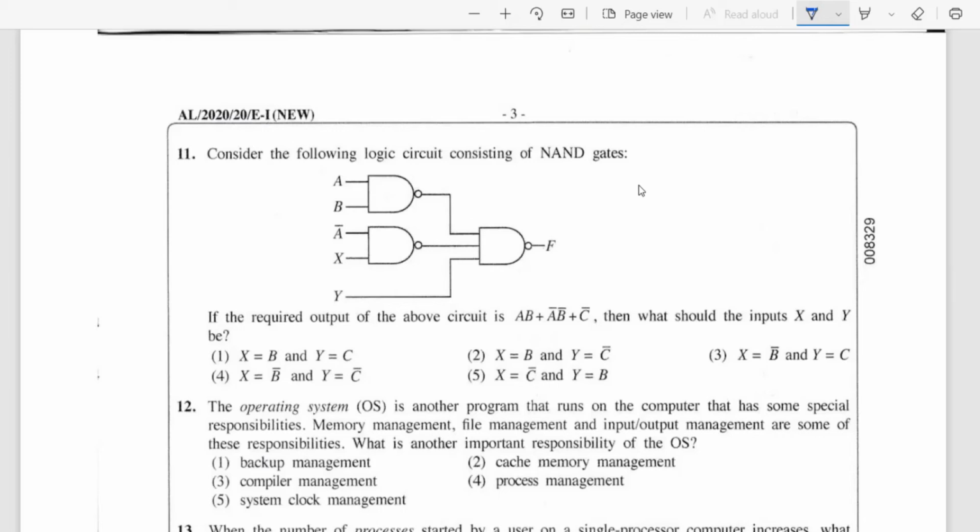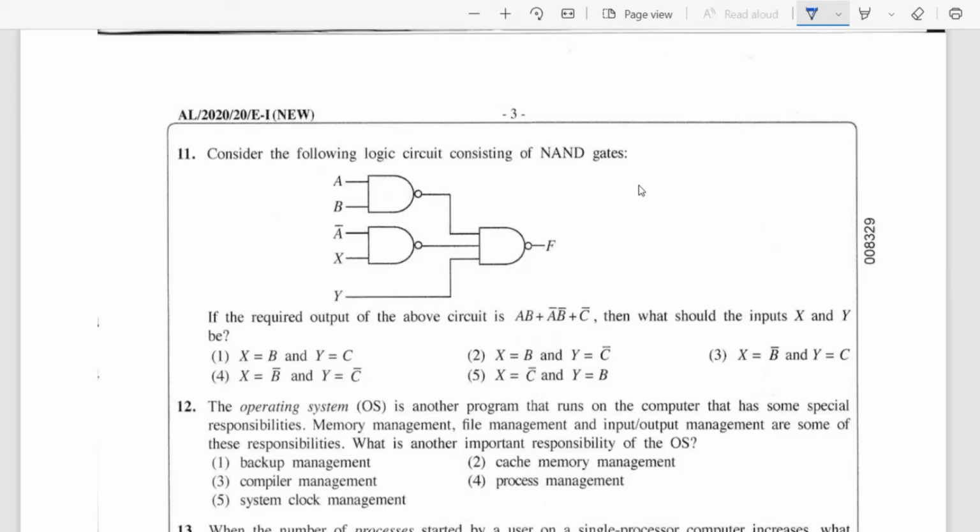Here the inputs are A and B and X and Y, but the output is only in terms of A, B, and C. So we have to find out what X and Y are. We have to compare the inputs and the given output, and find out whether X and Y are A or B. Right, so how do we do this?